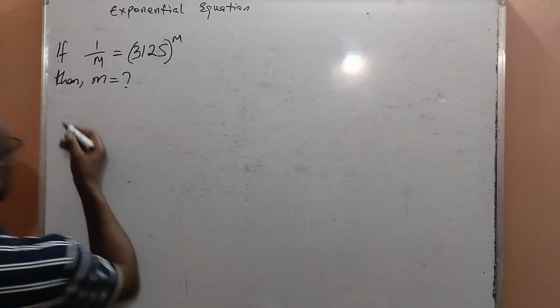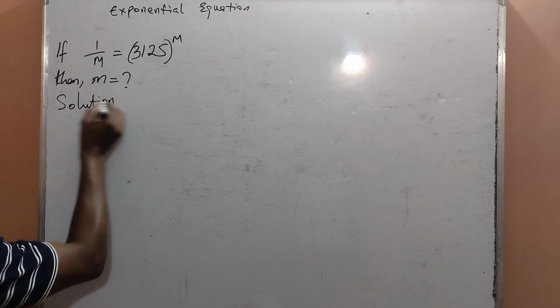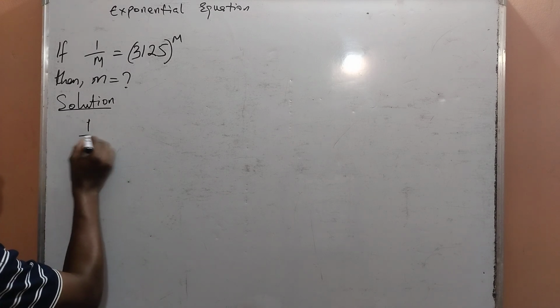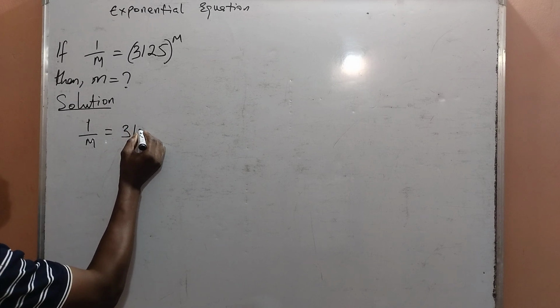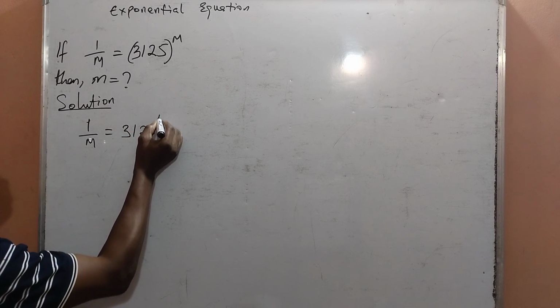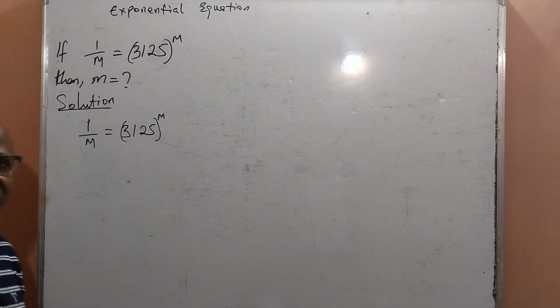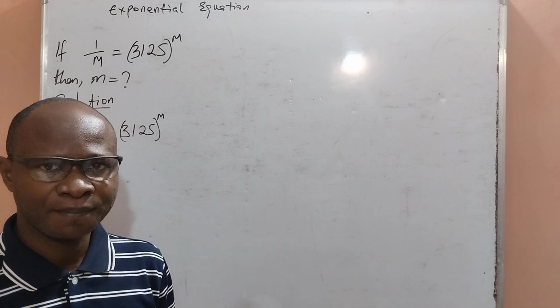Now, solution. The question is 1 over n equal to 3,125 raised to power n. Okay? That is the question. I want to know the value of n.